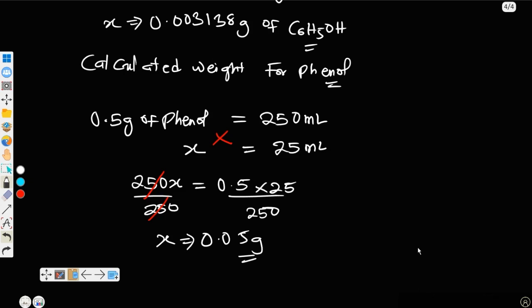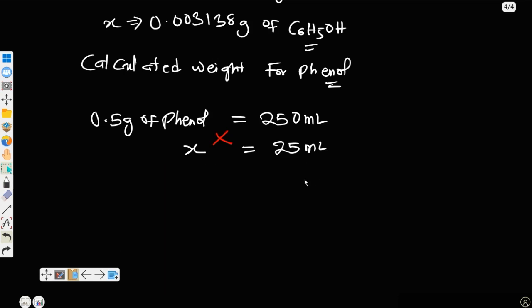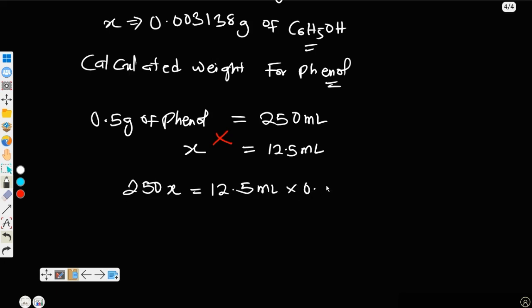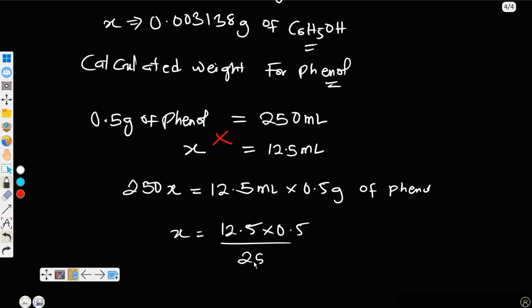Now, for the experiment, it depends on the amount you actually lifted from this 250 ml. I discovered that the one we did in the lab, we didn't use 25 ml, we actually used 12.5 ml. The manual said 25 ml, but we used 12.5. So this will be 12.5 ml. Are you getting it now? It depends on the amount you actually weighed. So 250x will be 12.5 ml times 0.5 gram of phenol, so x will be 12.5 times 0.5 divided by 250.